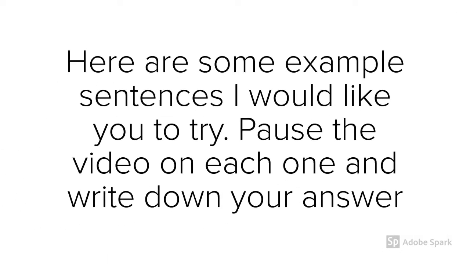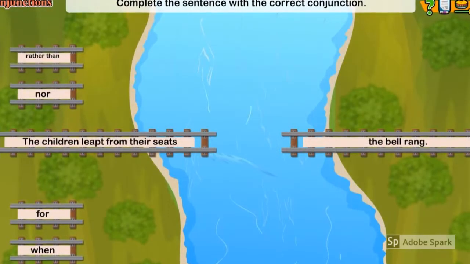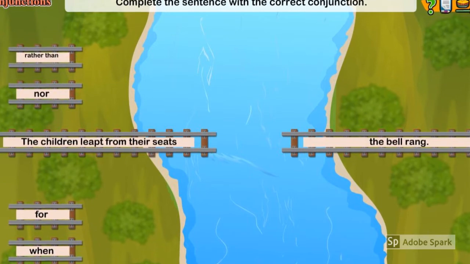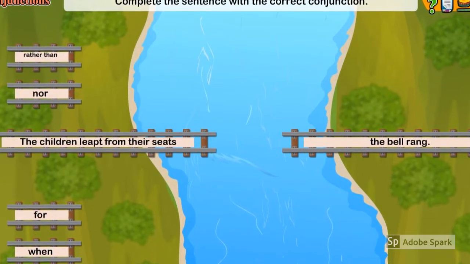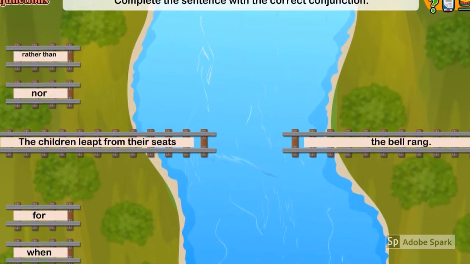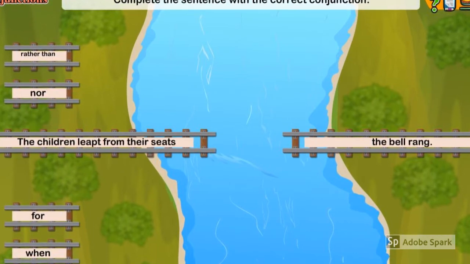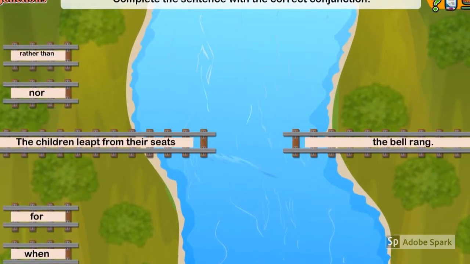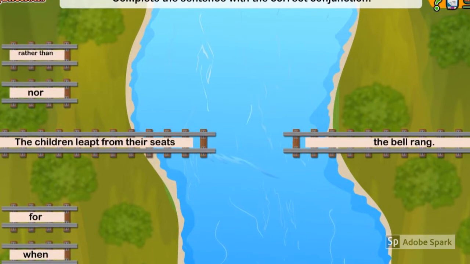On the following screens, I will give you some examples of sentences that I would like you to try. Pause the video on each one and write down your answers. Complete the sentence with the correct conjunction. The children leapt from their seats. The bell rang. Is the conjunction rather than, nor, for, or when?